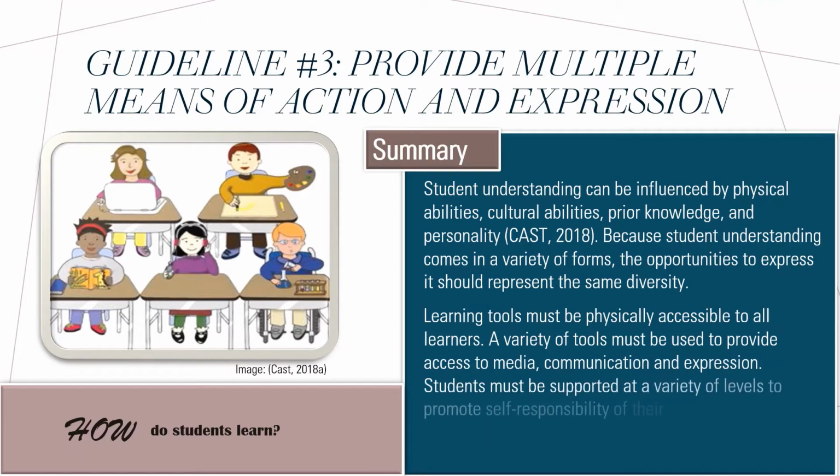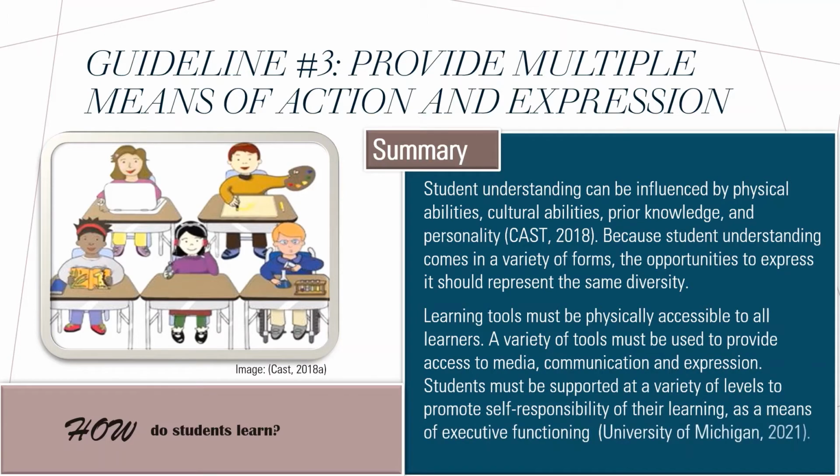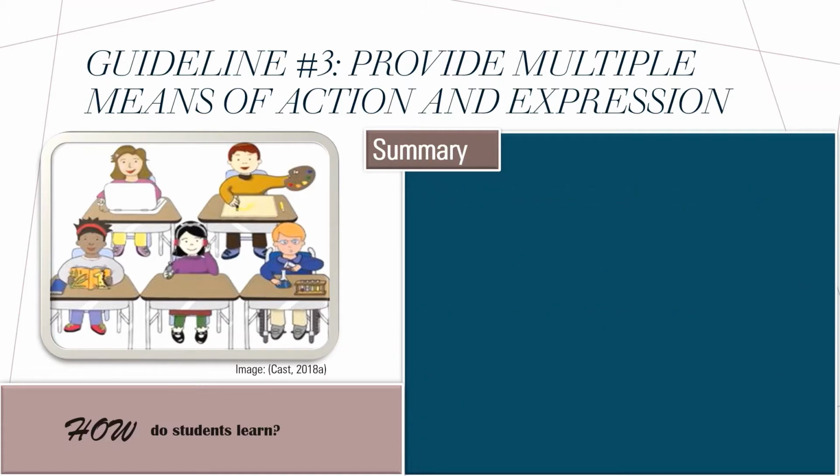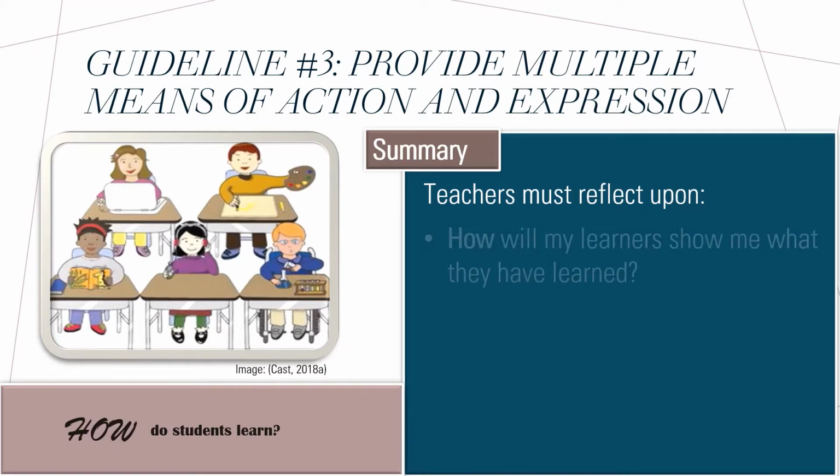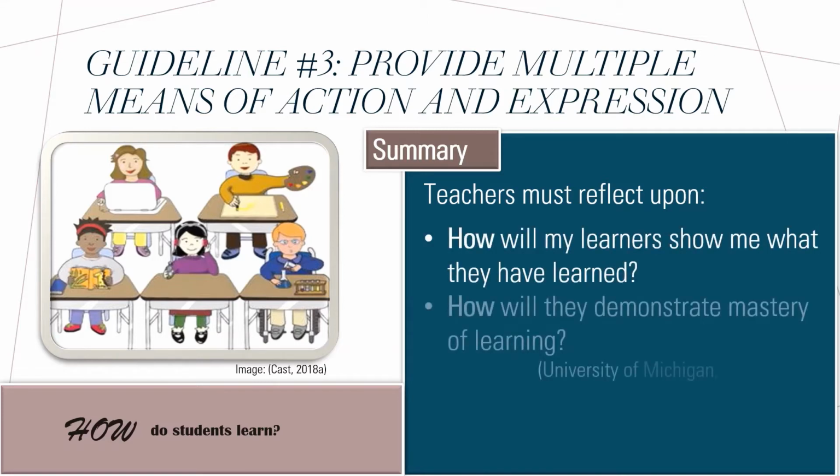Learning tools must be physically accessible to all learners. A variety of tools must be used to provide access to media, communication, and expression. Students must be supported at a variety of levels to promote self-responsibility of their learning as a means of executive functioning. To adhere to guideline number 3, teachers must reflect upon how will my students show me what they have learned? How will they demonstrate mastery of learning?